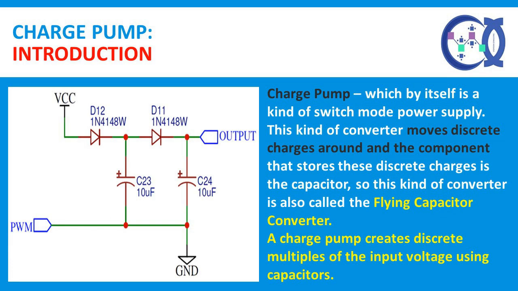The answer to this problem is the charge pump, which by itself is a kind of switch mode power supply. As the name suggests, this kind of converter moves discrete charges around, and the component that stores these discrete charges is the capacitor, so this kind of converter is also called the flying capacitor converter. A charge pump creates discrete multiples of the input voltage using capacitors.